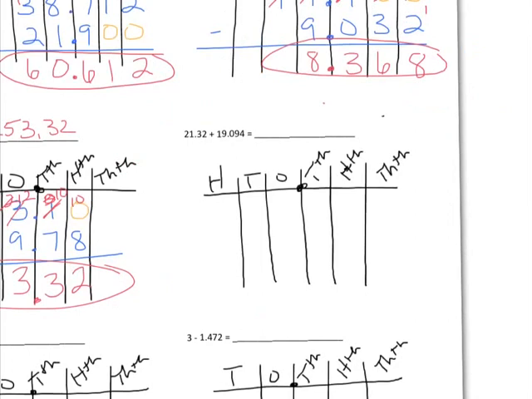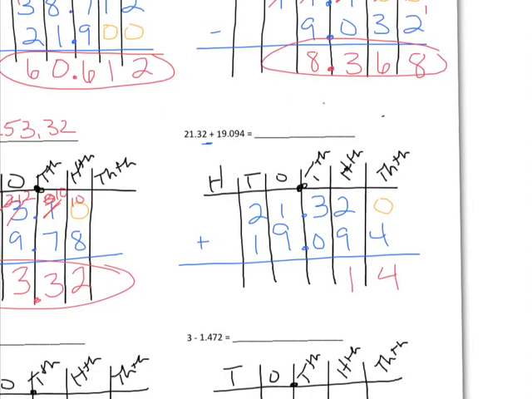For my next problem, I can see that I'm going to go back to adding, and I'm going to add 21 and 32 hundredths plus 19 and 94 thousandths. Again, I'm going to need a 0. 0 plus 4 is 4. 9 plus 2 is 11. So I put 1 down and I move 10 of those hundredths over to the tenths.